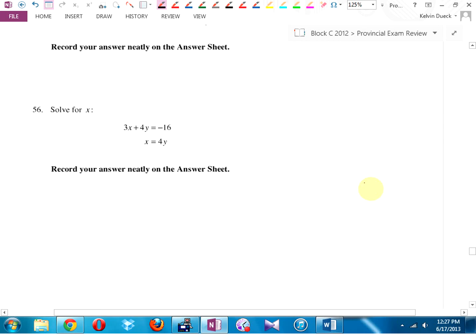Number 56. Here's a system. Can you tell me why I would choose to use substitution for this? They already got the x by itself. So what does x equal? 4y. Wherever I see an x, what can I write instead? 4y. What can I replace every x with, Amy? So in the equation 1, I'm going to get this. 3 bracket 4y plus 4y equals -16.